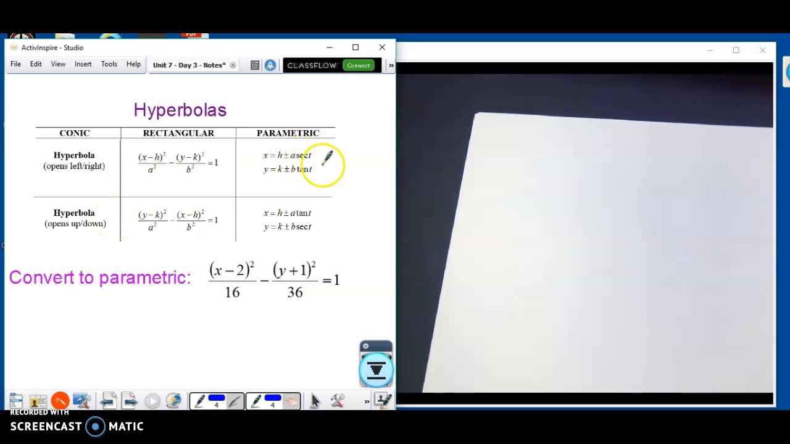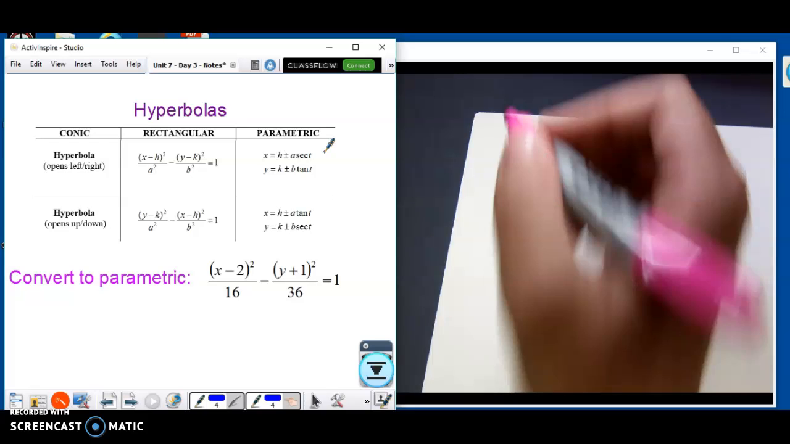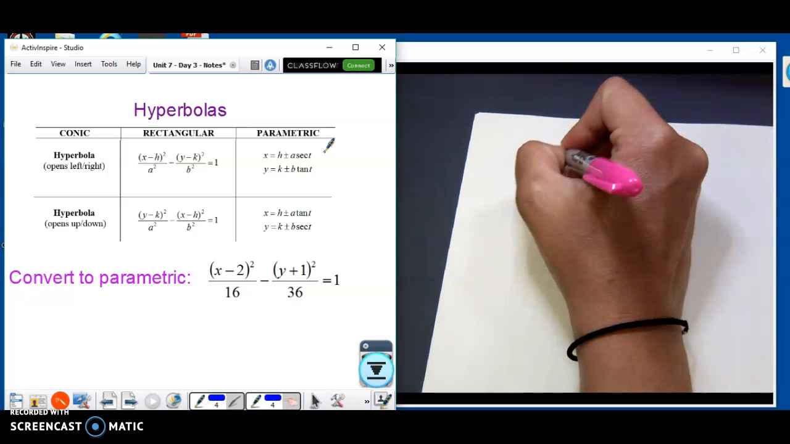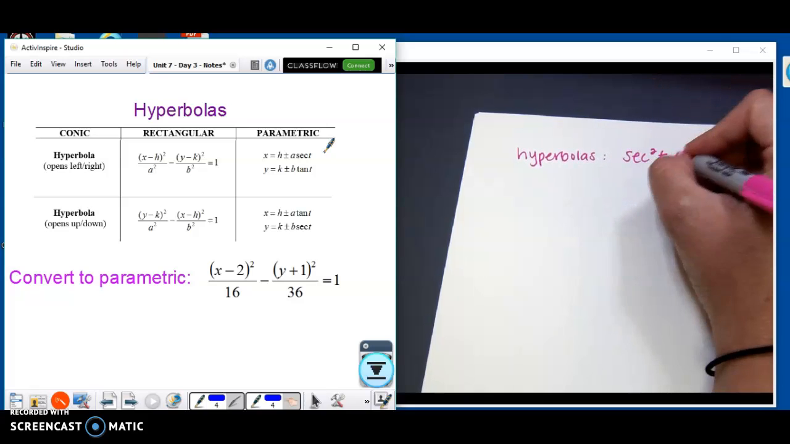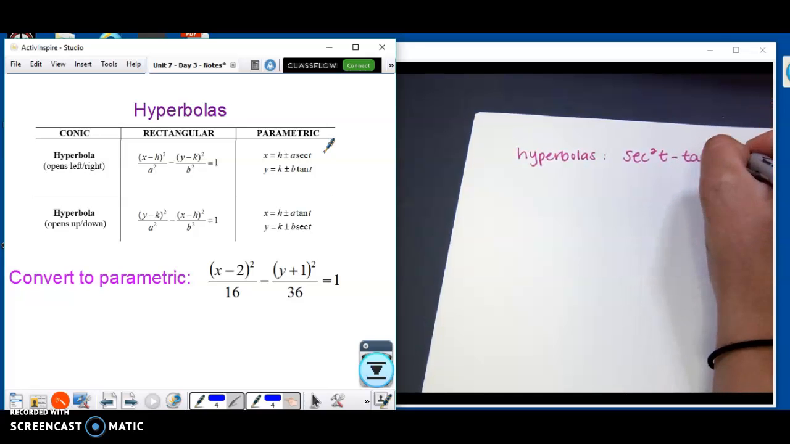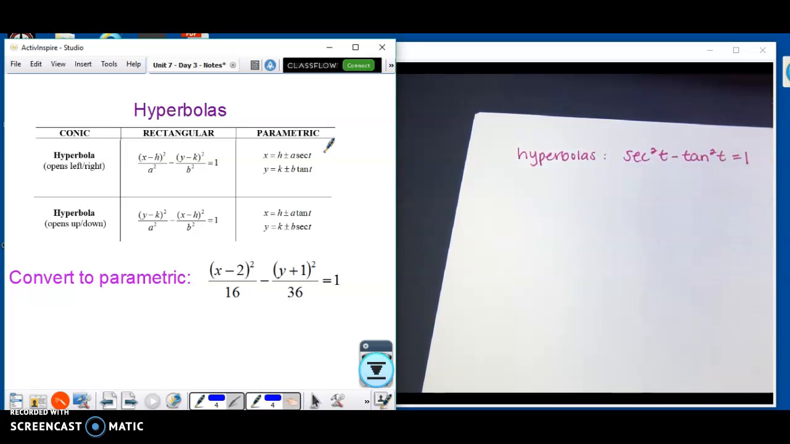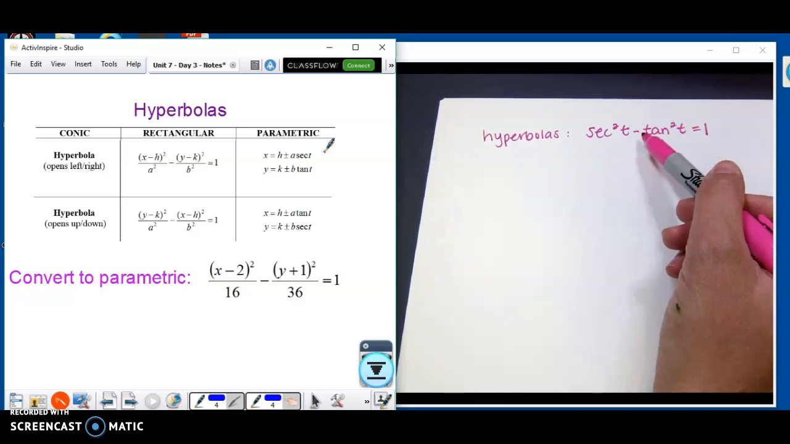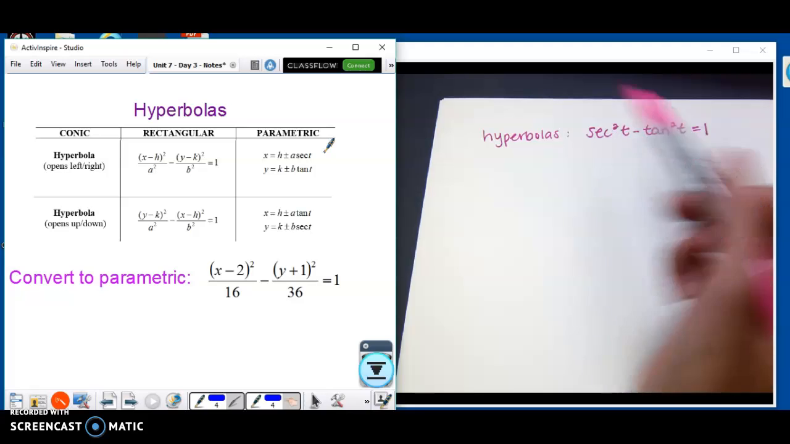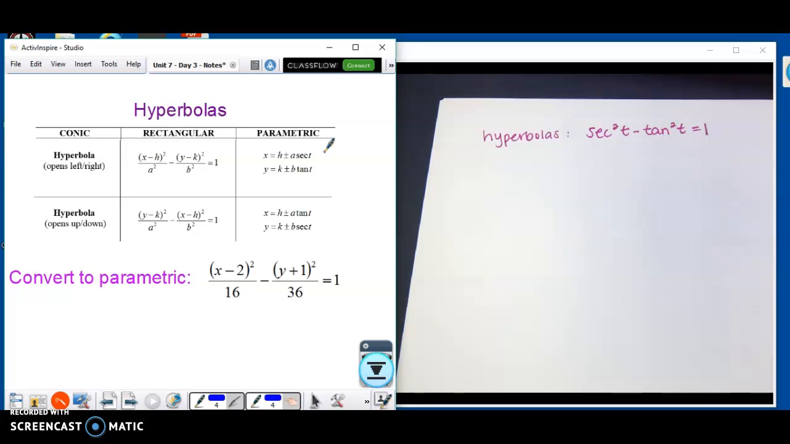If you take a look at the parametric equations, they look a little different than the circles and ellipses did. They have secant and tangent. The Pythagorean identity that you're going to use for hyperbolas is secant squared t minus tangent squared t equals 1. Now this has subtraction in the middle, so make sure you line it up with the hyperbolas. Subtraction lines up with the correct hyperbola, and then you have your secant squared and tangent squared. We'll talk about the graphs as we get to that problem.